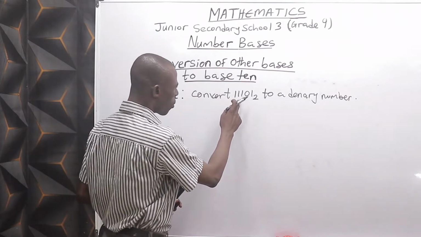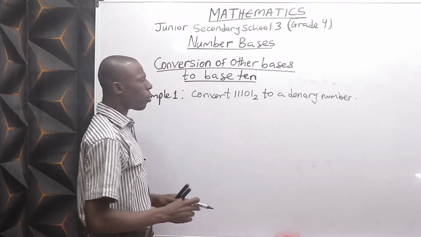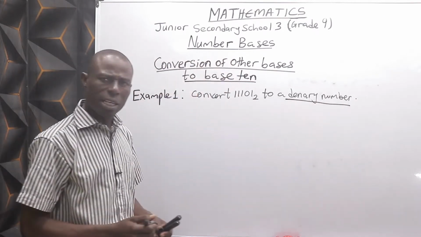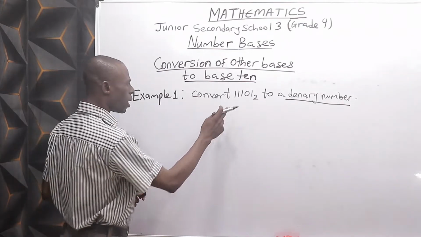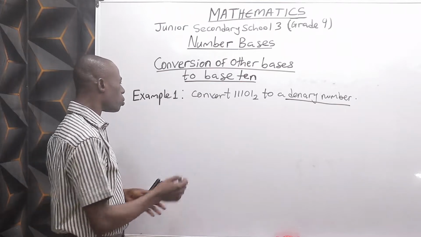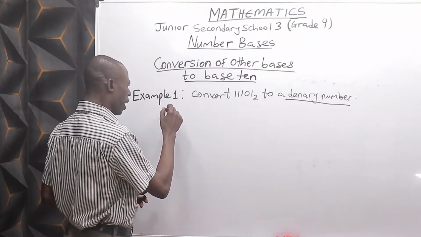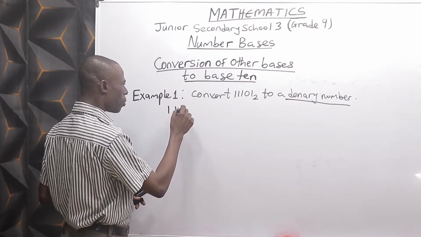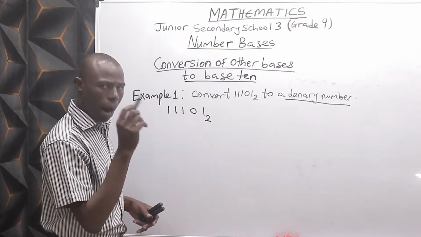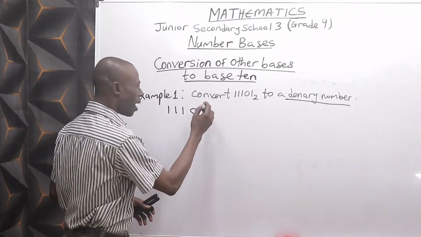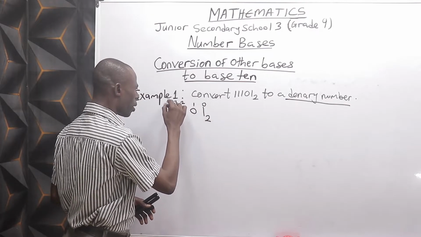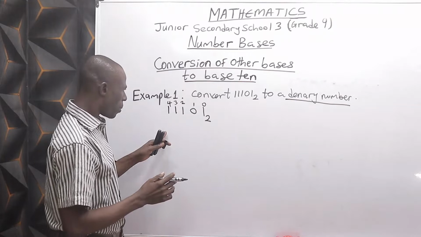Convert 11101 base 2 to a denary number. What do we mean by a denary number? A denary number is a base 10 number. So that means we have to convert this number in base 2 to base 10. What you do is just rewrite it as 1, 1, 1, 0, 1 base 2. Assign powers to them from the back as 0, 1, 2, 3, 4. What do we mean by this?